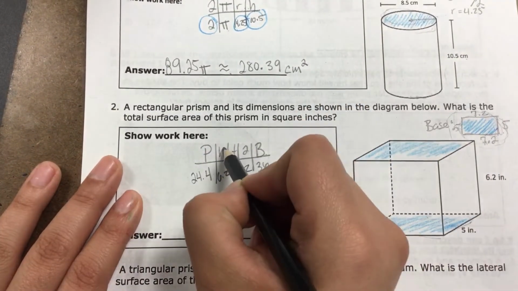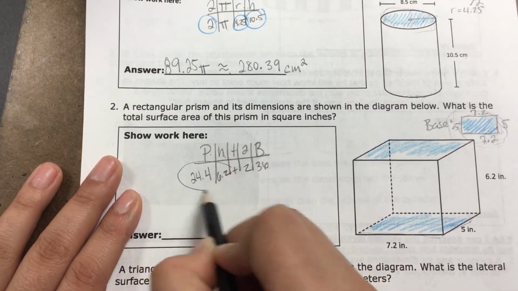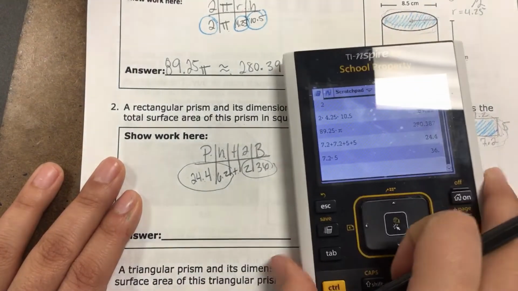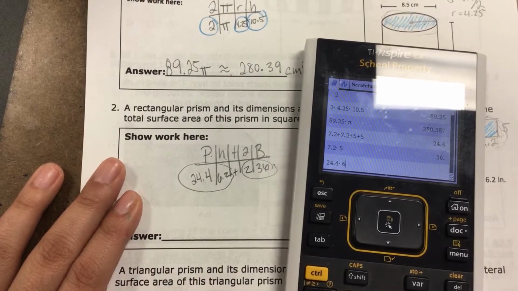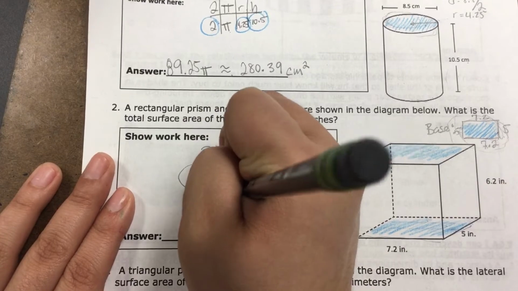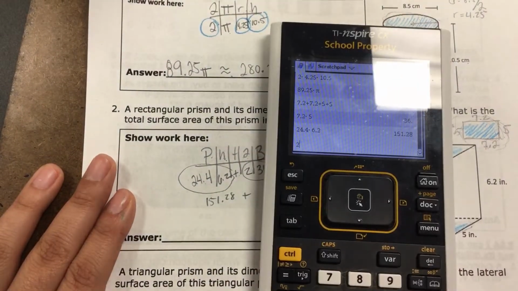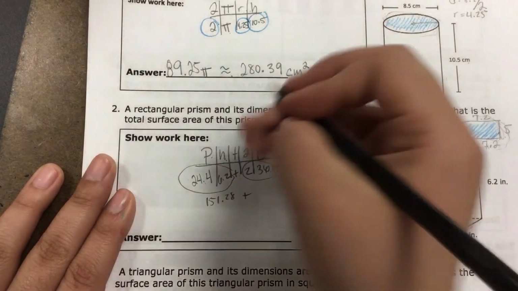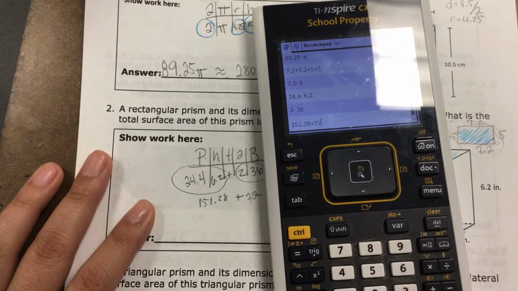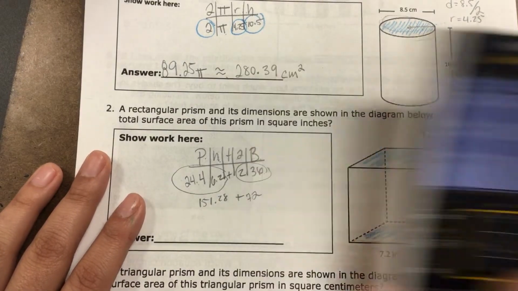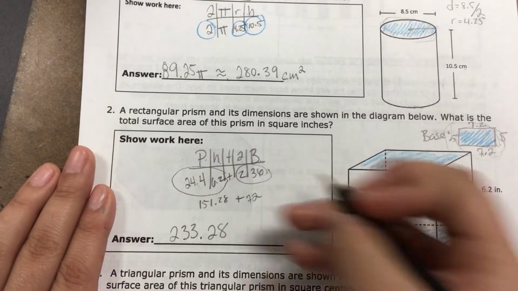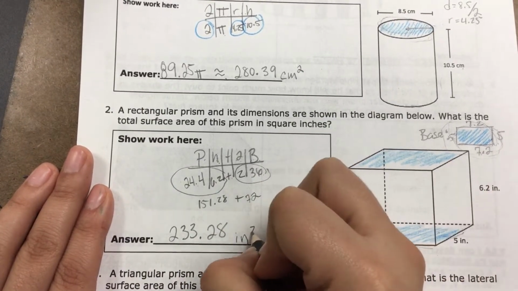So let's go ahead and multiply them. We have Ph here, so they're right next to each other. We're going to multiply them. And then 2B are right next to each other. We're going to multiply those. And then we have a plus between them. We're going to add those results. So 24.4 times 6.2. Enter. We end up with 151.28. So 151.28 plus 2 times 36 is 72. So let's go ahead and add those two together, 151.28 plus 72, and we end up with 233.28. So 233.28, our units are inches, and since we were talking about surface area, it's squared.